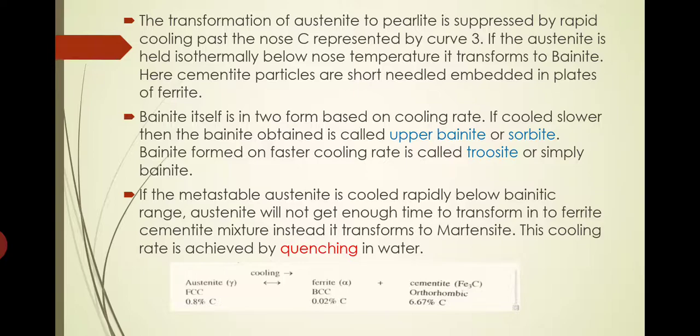If you want to produce bainite or further improved properties, then sometimes instead of water we will be using an oil cooled bath.